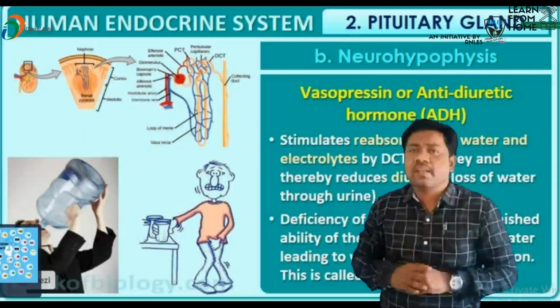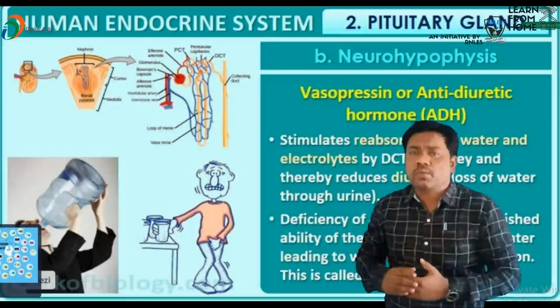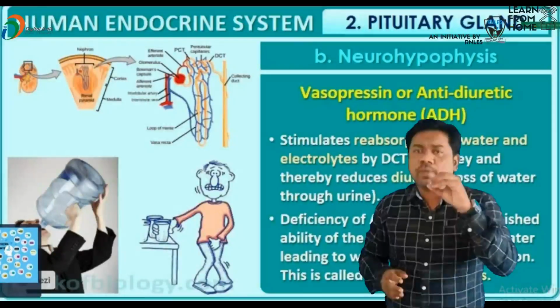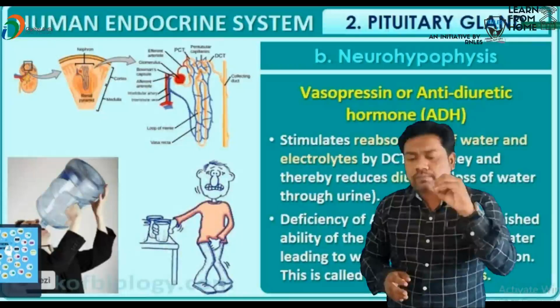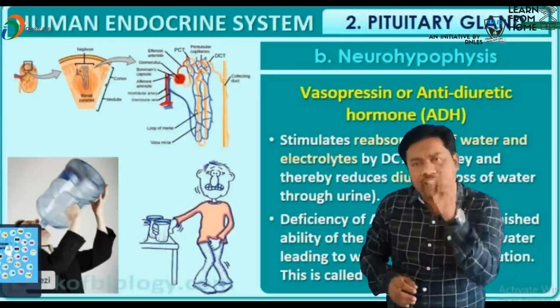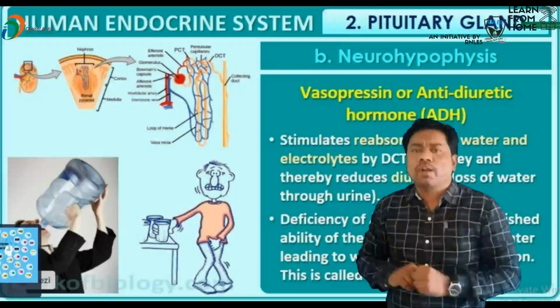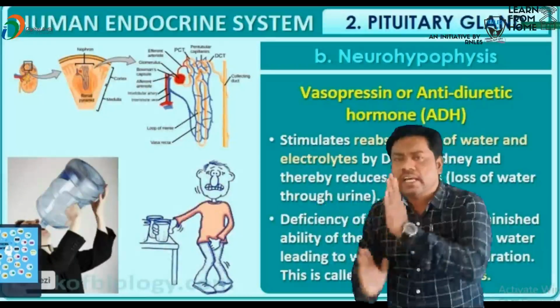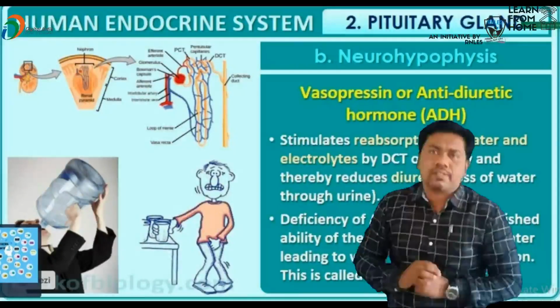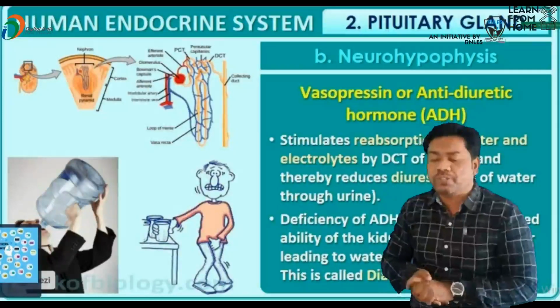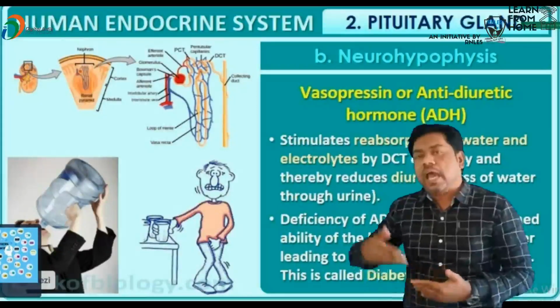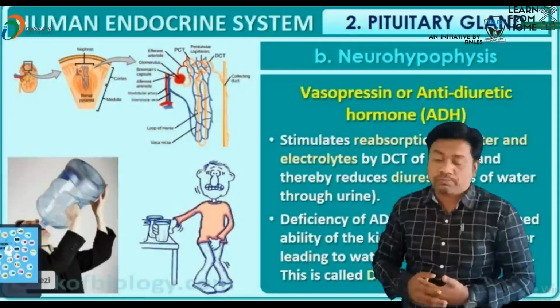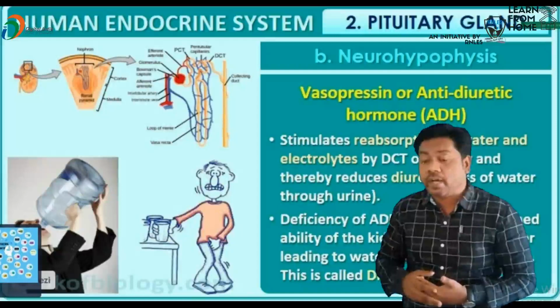So due to that reason, what happened? It is known as vasopressin. Vaso means blood vessels, pressin means contraction. The contraction occurs in the blood vessels, which leads to an increase in blood pressure. So this is vasopressin. It is also known as anti-diuretic hormone. Why is it known as an anti-diuretic hormone?